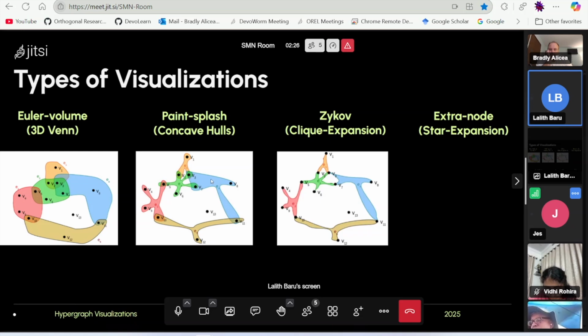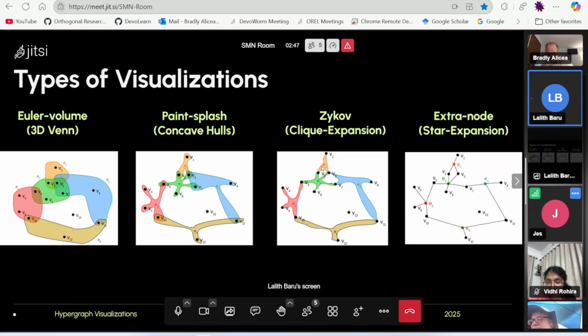Whereas in the clique, the node is perfectly visible, but the edge is more like a connection or a kind of triangle, where the end nodes are very pointed and the edges start from that node. And for the star expansion, or extra node expansion, we have nodes V1, V2, V3, and we have a common edge E1, per se. This edge carries the information of V1, V2, V3. This is visually perceptible, quite good.